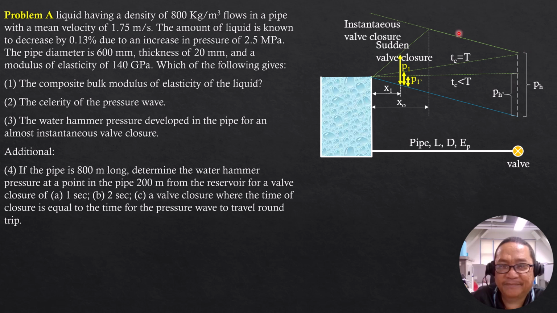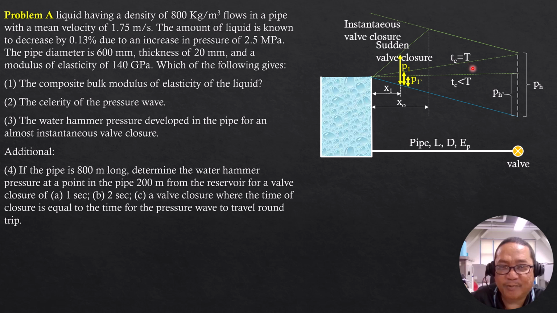So that's for sudden valve closure. When the closure of the valve is such that the actual time of closure is equal to the time for the pressure wave to travel round trip, the maximum water hammer pressure only occurs at the valve, then it drops linearly, a theoretical assumption, back to normal at the reservoir. So that's the case where T sub C is equal to T.